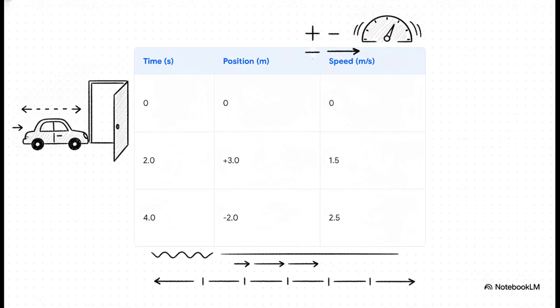And this brilliantly illustrates how scientists interpret motion data using a simple table. Notice the big difference between the position column and the speed column here. Speed tells us purely how fast the car is moving, like 1.5 or 2.5 meters per second. But the position data gives us the positive or negative sign, which strictly shows its direction relative to the door. You really need both of those pieces to truly understand the car's whole journey.